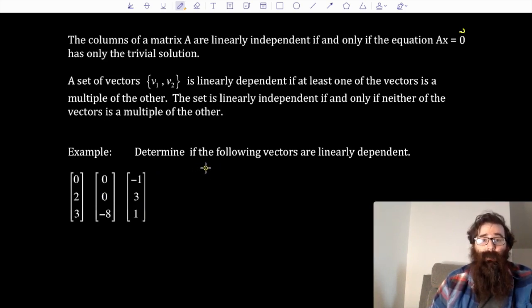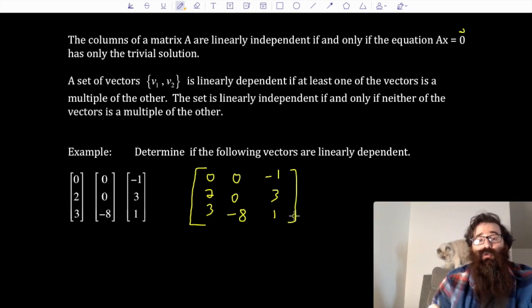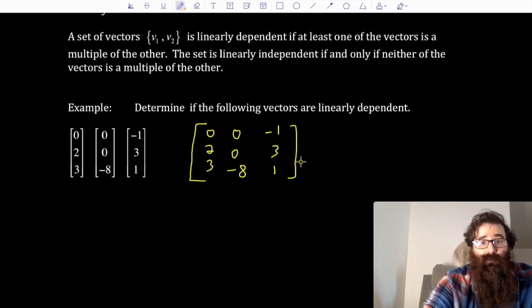So what I'm going to encourage you to do is make a matrix where these vectors are columns. So my first column is going to be 0, 2, 3. My next column is 0, 0, -8. And then my last column is -1, 3, 1. Now I want to reduce. So let's go ahead and reduce.